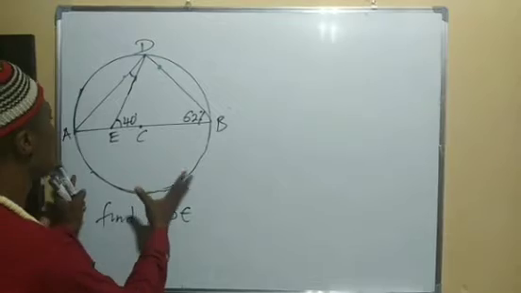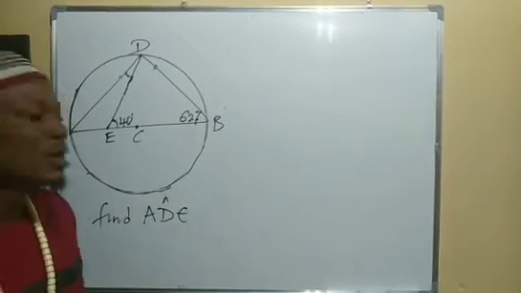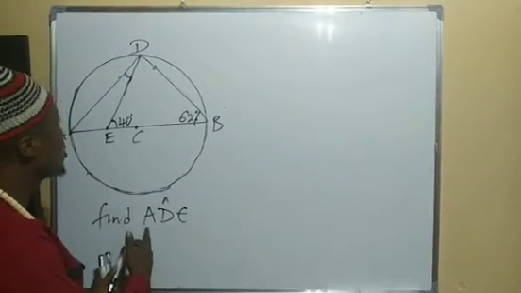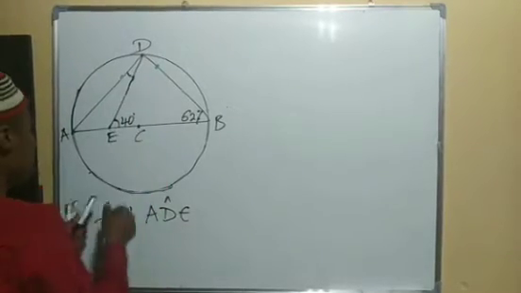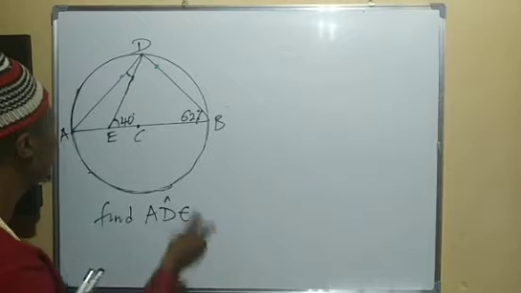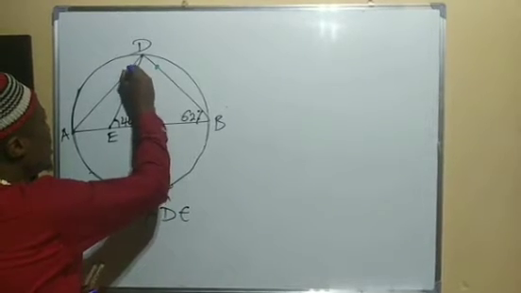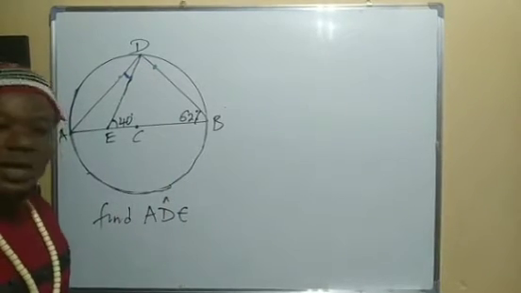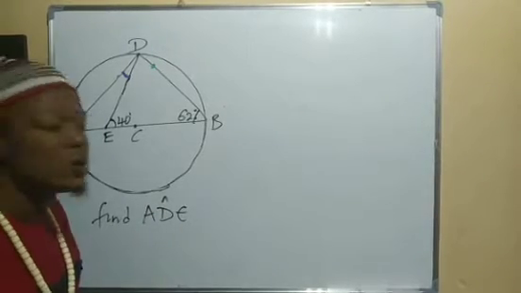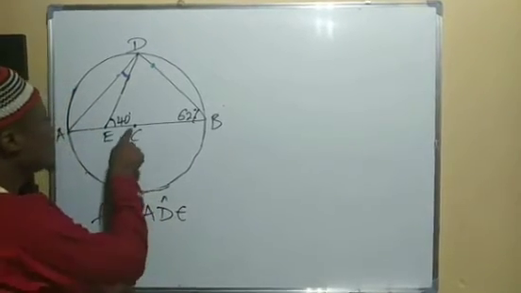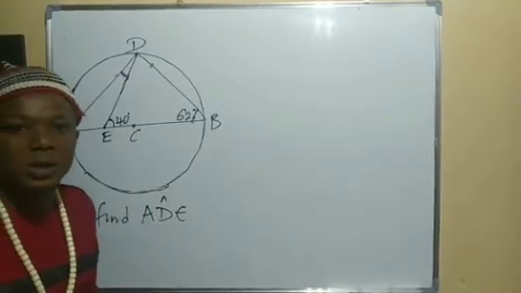So we are given this circle and we are asked to find the value of angle ADE. So they only want us to get this small angle here, ADE. That's the instruction. That's what they want us to get. And the question made it clear that C is the center of the circle.